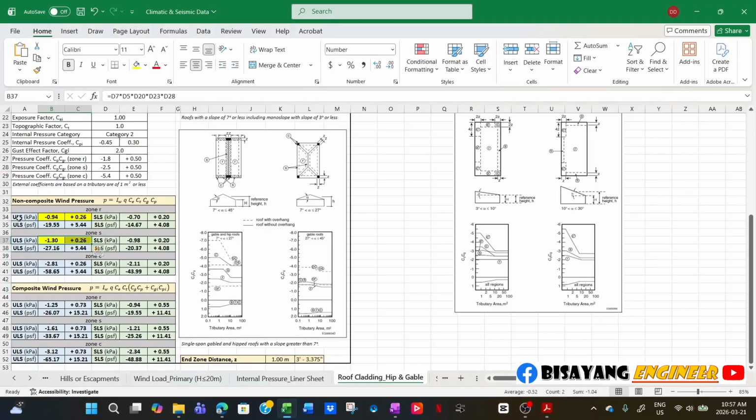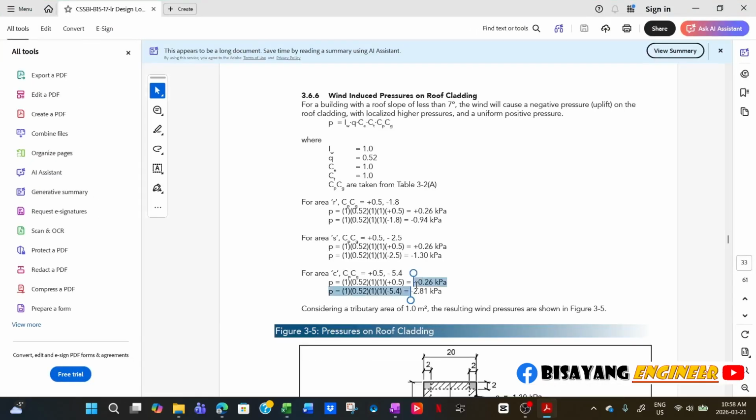I have this automatic conversion from kPa to psf because all these calculations are in metric, but I need imperial. All my calculations in design, I'm using the imperial unit. I'm used to it, so that's why I have this automatic conversion, so I don't have to convert every time I do a calculation. It's done in Excel, so why not, right? So for the zone C, 2.81 and 0.26, so this one here.